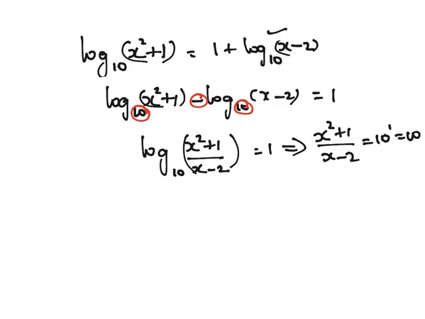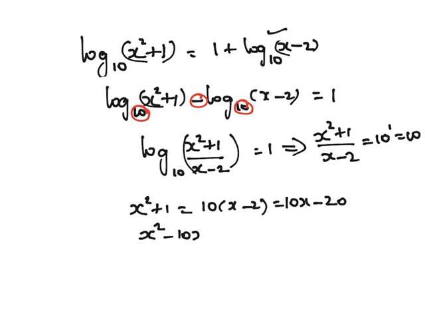So let me cross multiply now. x squared plus 1 equal to 10 times (x minus 2), which is nothing but 10x minus 20. So you'll get a quadratic equation, x squared minus 10x plus 21 equal to 0. When you actually solve it, you'll get two answers. x is either 3 or 7.